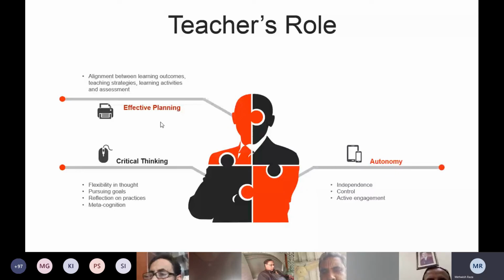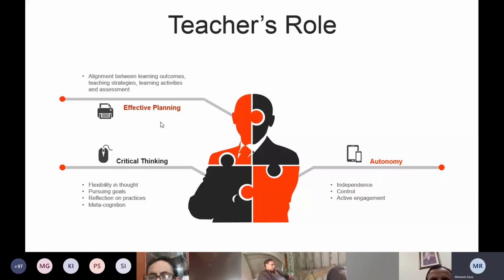Then you must offer some kind of autonomy. In order to offer some kind of autonomy to the students, you must perform autonomously yourself. You should have independence of thought, independence of action, independence of choice. You must have control over the curricular content.